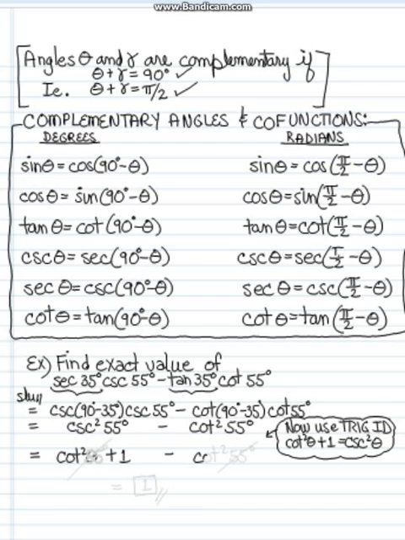Then I'm going to bring down the negative sign and bring down the cotangent squared of 55 degrees. So now I have cotangent squared 55 degrees plus 1 minus the cotangent squared of 55 degrees. The two trig functions are going to cancel each other. The 1 is independent of the trig function, and it remains, and my solution is simply 1.